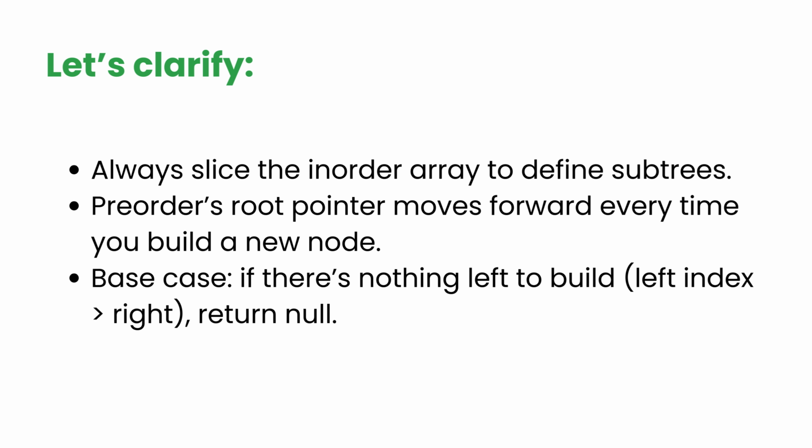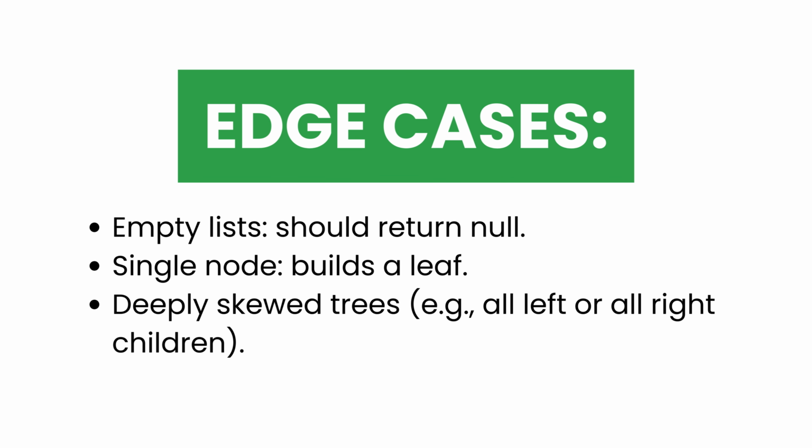Base case: if there's nothing left to build, left index greater than right, return null. Edge cases: empty lists should return null. Single node builds a leaf. Deeply skewed trees, for example, all left or all right children.